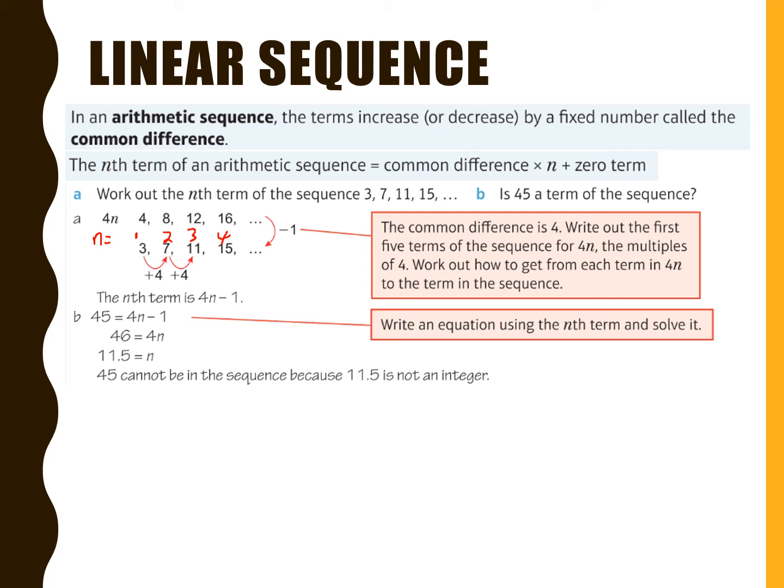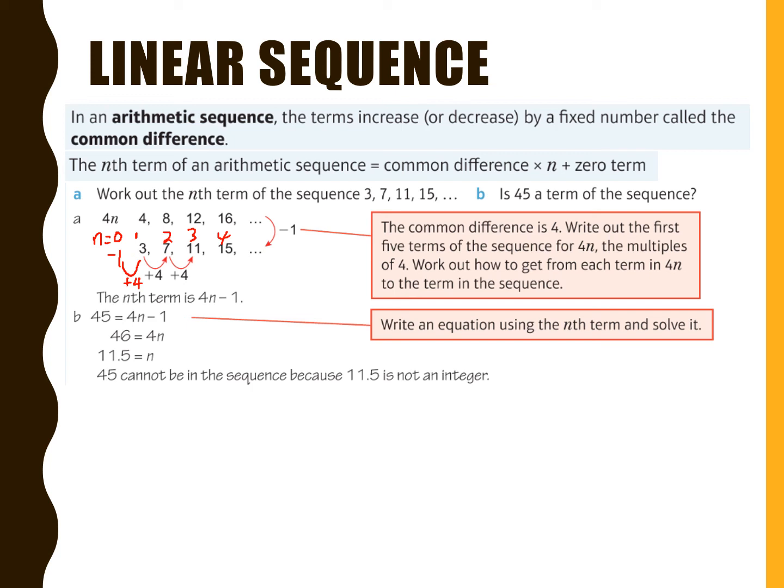What they're saying with the 0 term is that if you were to put 0 here, what would be your term? Well, it has to be a number where if you add 4, it should give you 3, which is -1, because -1 plus 4 gives you 3. So this is your 0 term.